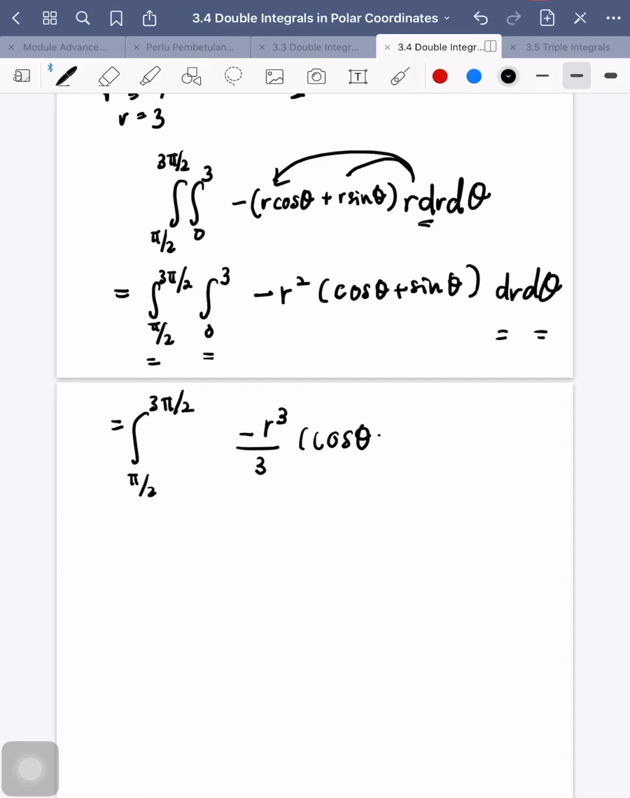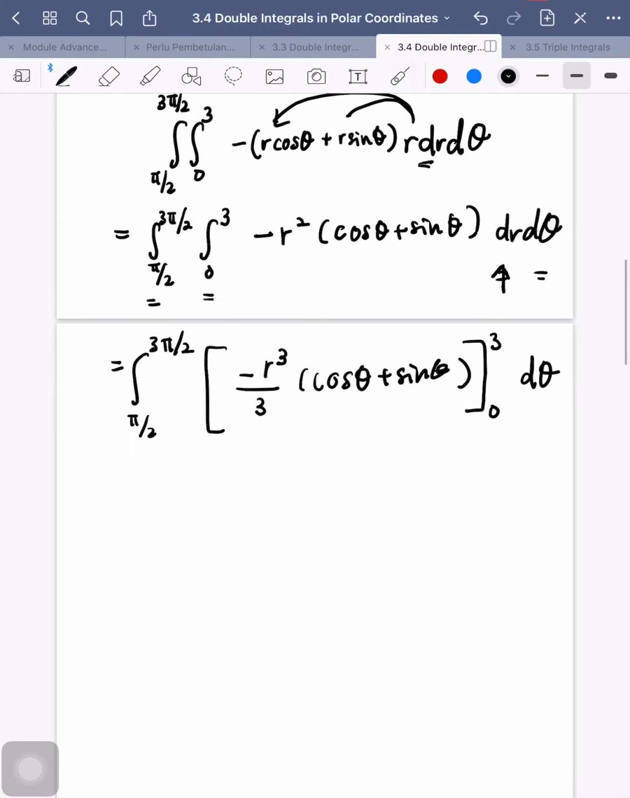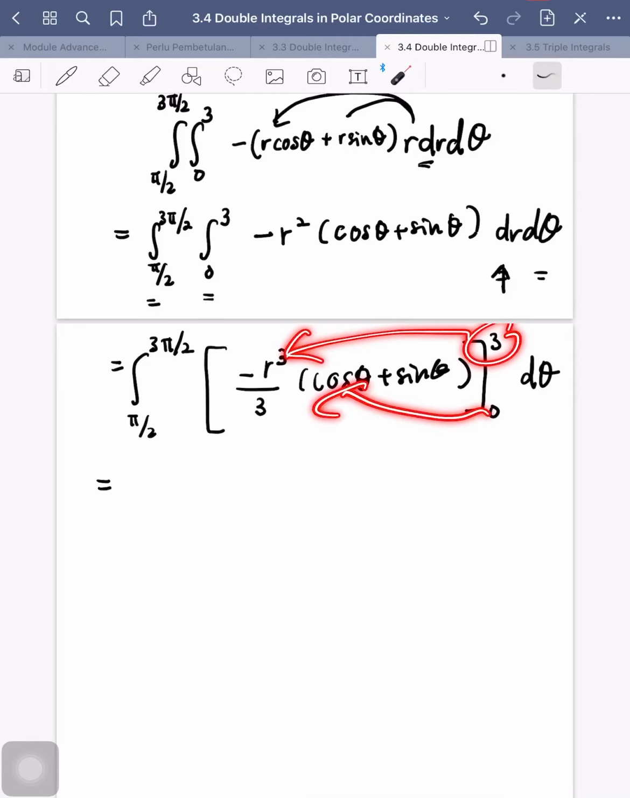Cos theta and sin theta become constant when integrating with respect to r. So it just follows here. Since we already integrated, we just put the limit here. Dr is already gone because the operation has been done. D theta you just copy because the operation has not been done yet. Okay, next, put the value since you integrate with respect to r. Of course, the limit is inserted into r. Upper limit minus lower limit.